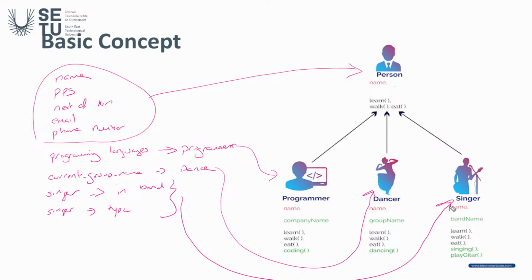If we don't use inheritance, then the programmer is going to have all of the general information plus his own extra fields. The dancer is going to have all of the general information plus their own fields. The singer is going to have all of the general information plus their own fields. So we want to identify what is the general information, what can be included in all of them, and we'll create a class and allow those other classes to inherit that. Okay?